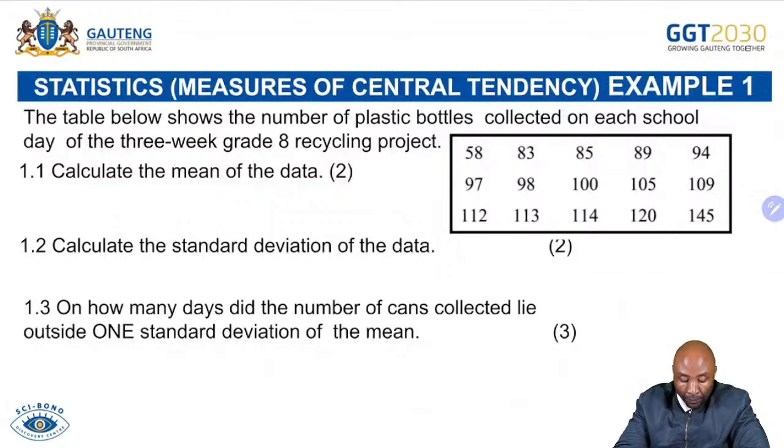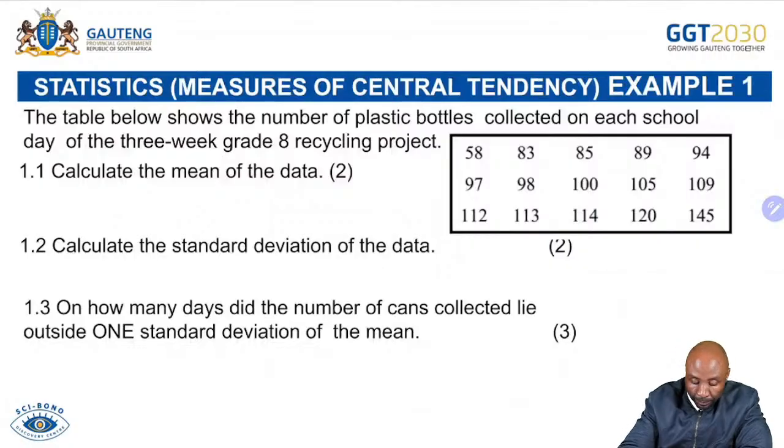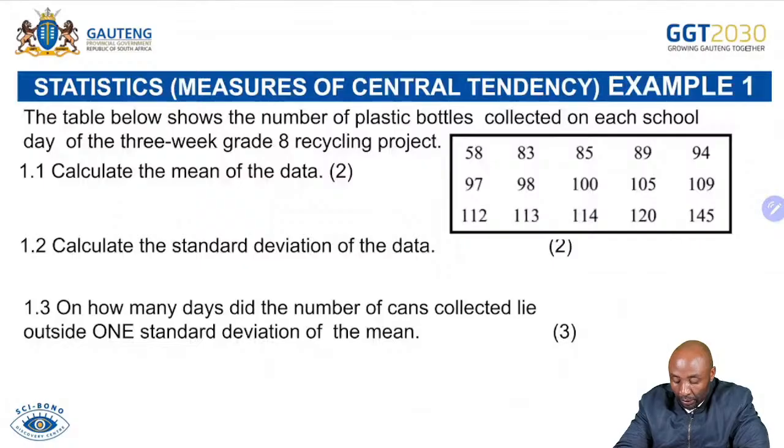Now, the first example, we are going to do together. We are given a table, and these are the number of plastic bottles that were collected on each school day of the 3 weeks by a grade 8 recycling project. So for the first question, we determine our mean, and remember what we said: it is the sum of all data items divided by the number of data items.